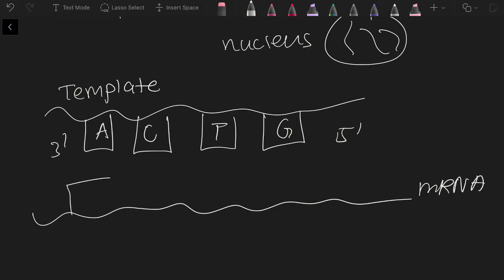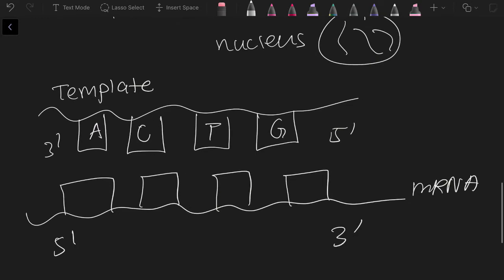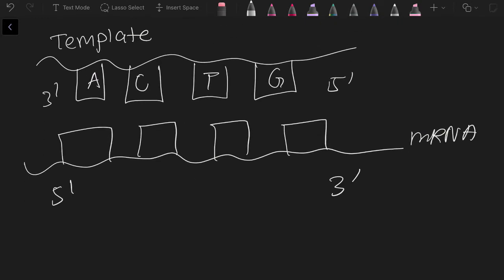In mRNA, if we had 4 bases like this, it runs from 5' to 3', and that's very important. Now the RNA polymerase brings free nucleotides from the cytoplasm into the nucleus, but these free nucleotides are complementary to the nucleotide sequence of the template DNA strand. So if the nucleotide sequence of the template DNA strand is A, C, T, G, then the free nucleotides coming from the cytoplasm into the nucleus for mRNA synthesis are going to be complementary to these nucleotides.